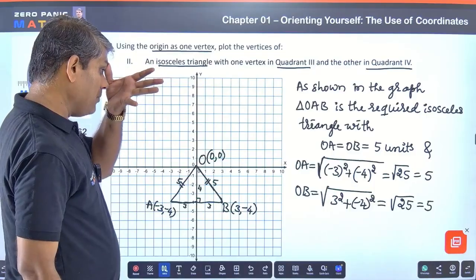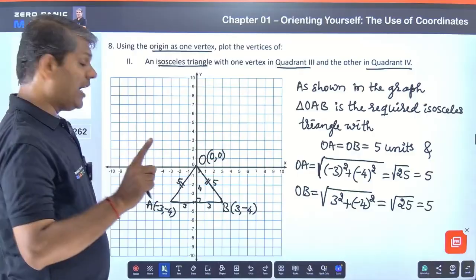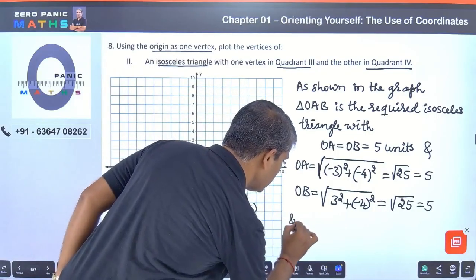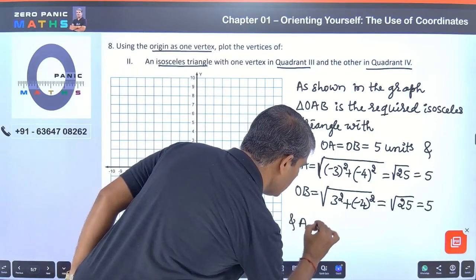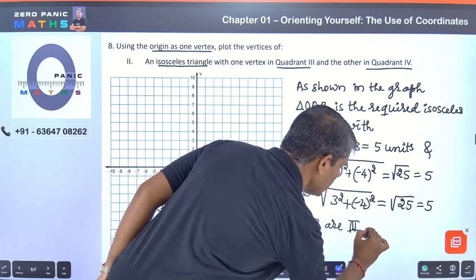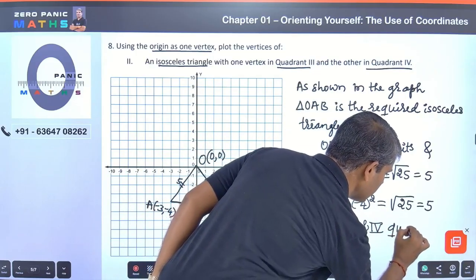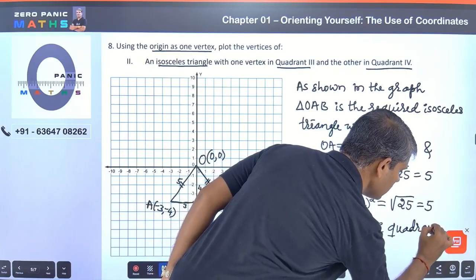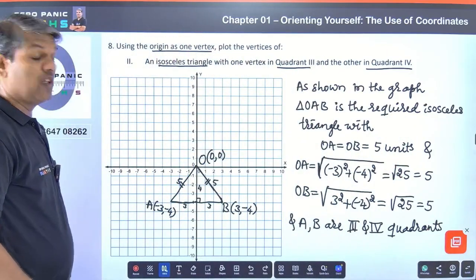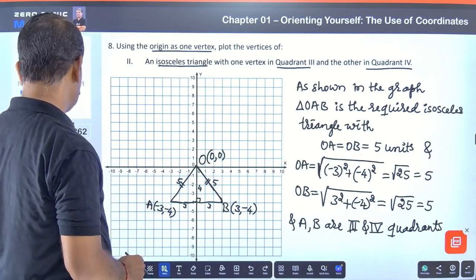And by the coordinate points, A and B are in the third and fourth quadrants. You can write that: A, B are in third and fourth quadrants. So this is the solution for this problem. Understood? Now let us quickly move to the next problem.